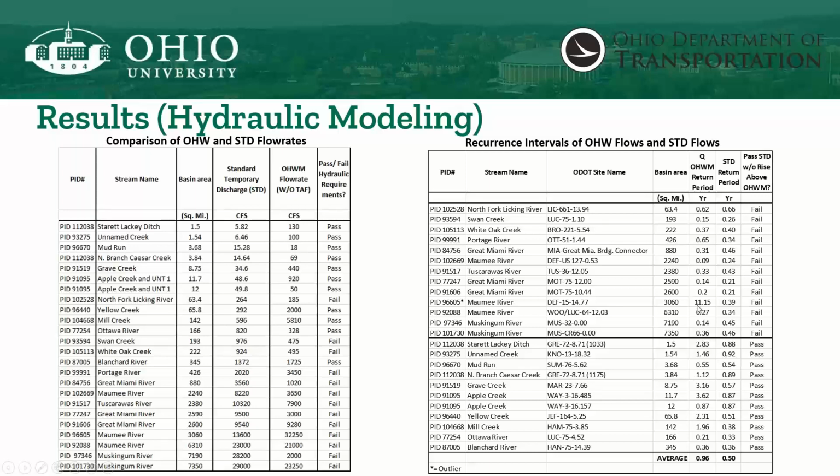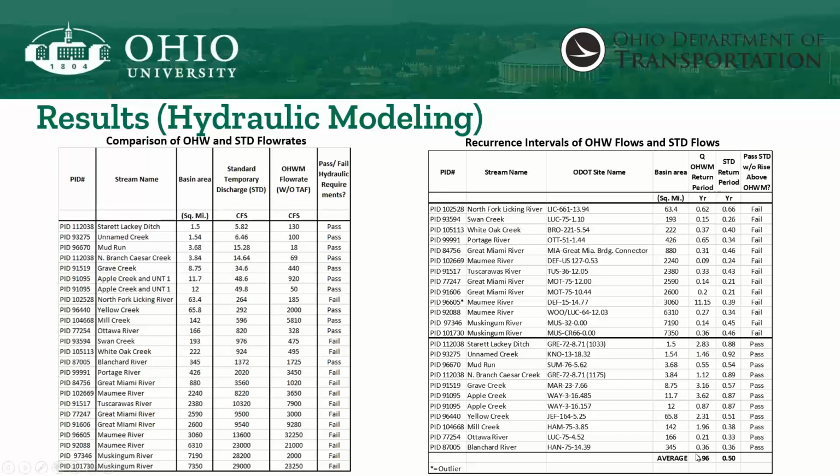So you can see some sites, the ordinary high water return periods, some of the sites are higher than the standard temporary discharge period. So it's here, Portage River here. So that's one reason why it didn't satisfy the current flow requirements.